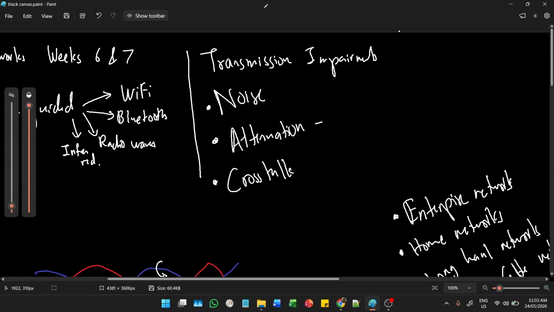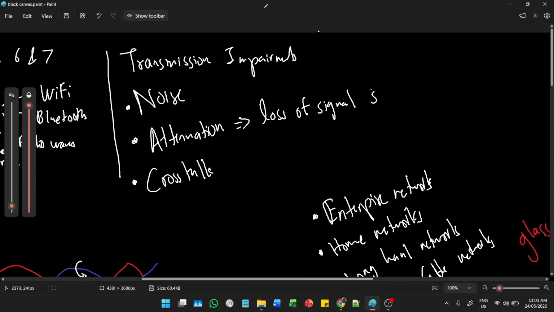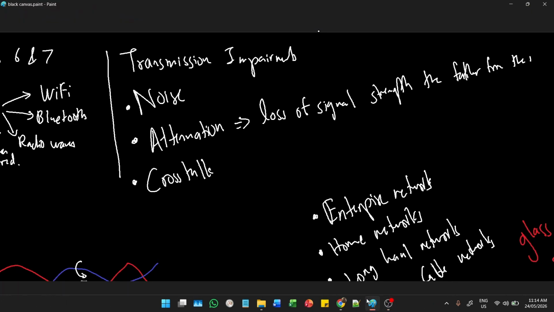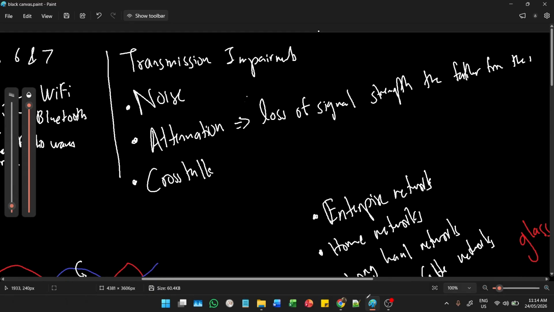Attenuation is simply loss of signal strength the farther from the source of the signal. That is what attenuation is.